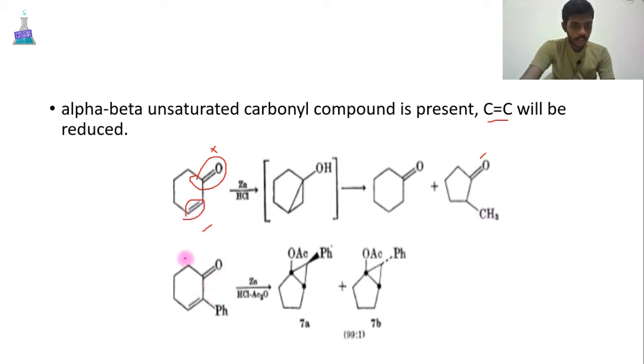See, this is another example. Alpha beta unsaturated ketone in presence of zinc amalgam and HCl, Ac2O is added. Here the ring contraction takes place and this double bond is reduced here and the OAc is added here, forming a 3-membered ring over here and the phenyl group will add in the plane or out of the plane.